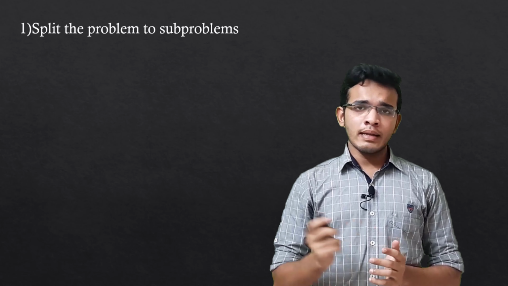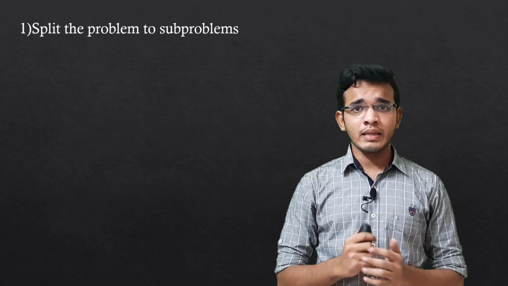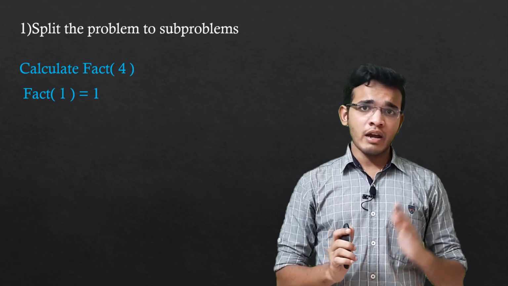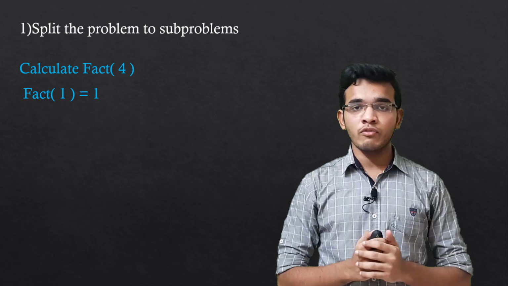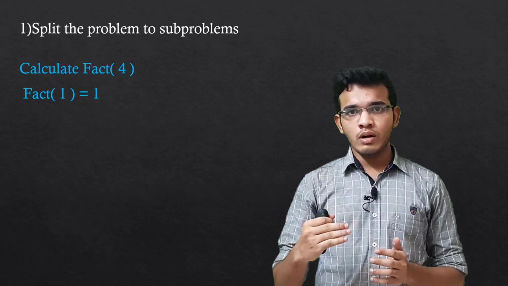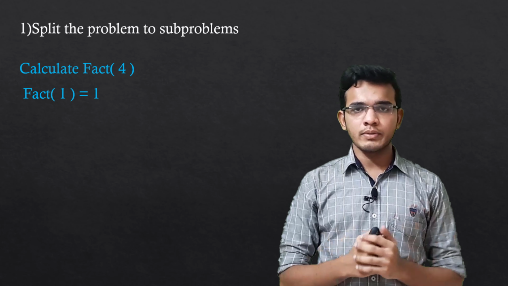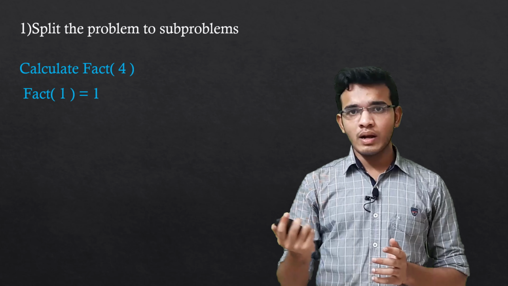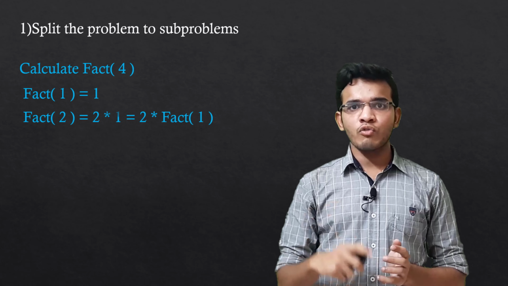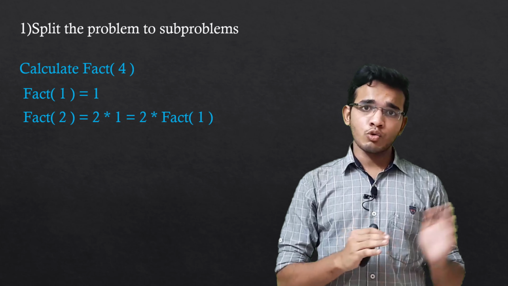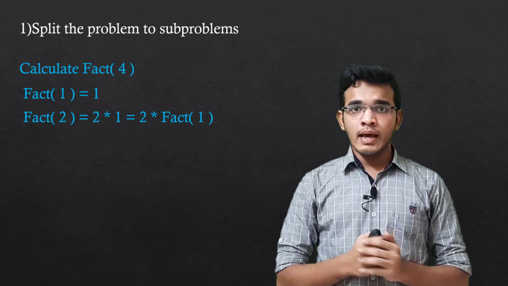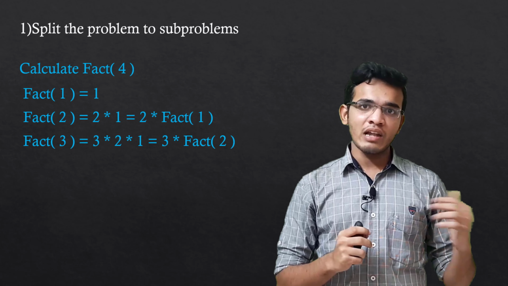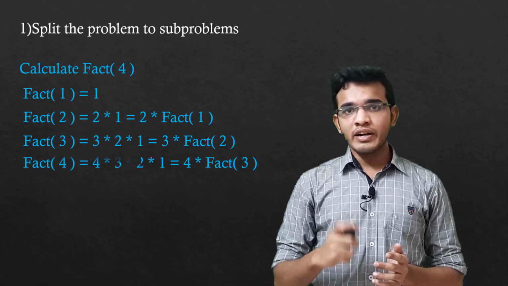And let's understand the steps that we have talked about previously. Split the problem into subproblems. Let's consider calculation of factorial of 4, where I know factorial of 1 as 1, but I don't know factorial of 4. Now I am going to derive factorial of 4 from the intermediate values that I have known previously. I know that factorial of 1 is equal to 1, and then from that I calculate factorial of 2 equal to factorial of 1 into 2, which is nothing but 2 into factorial of 1. And then I calculate factorial of 3 as 3 into factorial of 2. And similarly, I calculate factorial of 4 as 4 into factorial of 3.